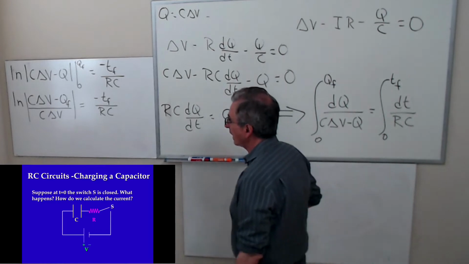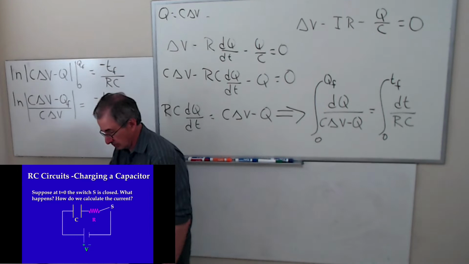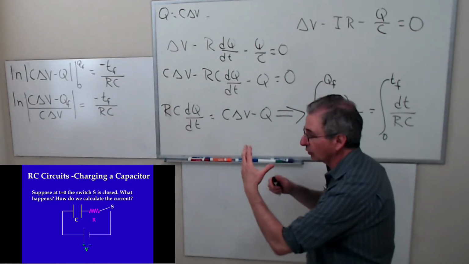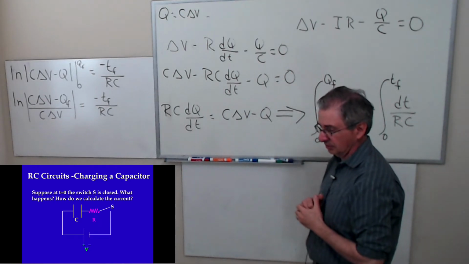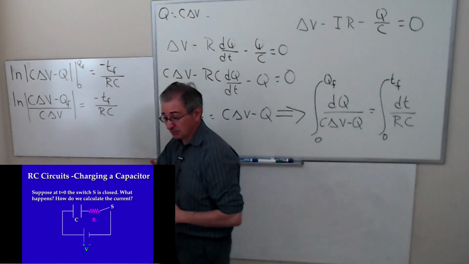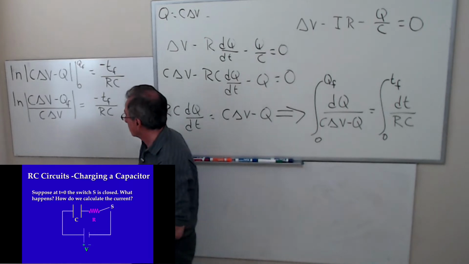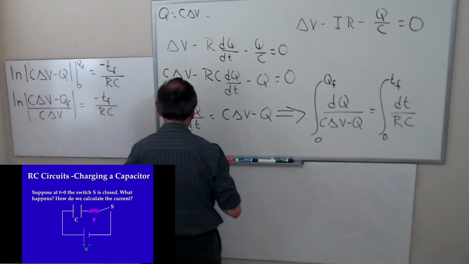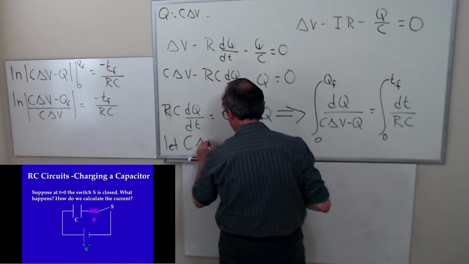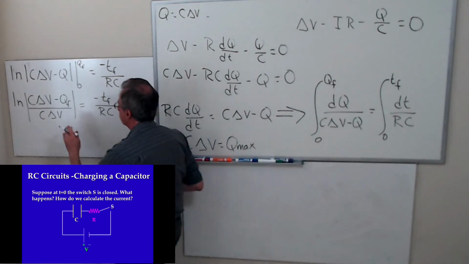Okay, so in reality, though, what does C delta V represent? It's a Q, right? But what Q are we talking about? The magnitude of the charge on the capacitor when it's fully charged. Yeah, it's the maximum charge. So C delta V is the maximum charge. So we're going to say let C delta V equals Q max. So let me write that in.